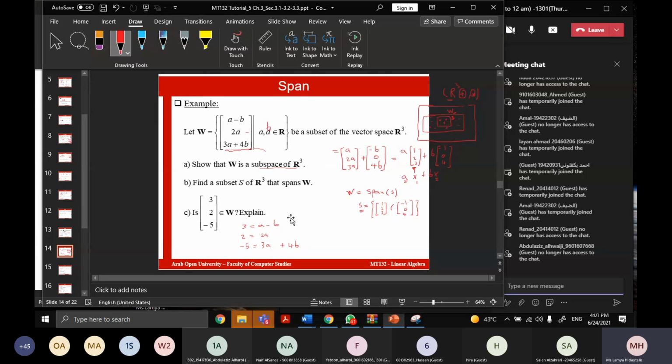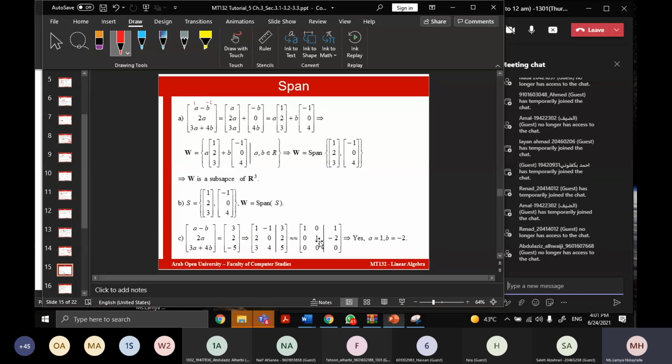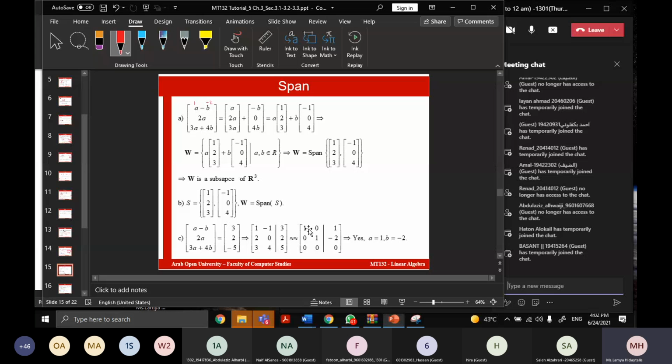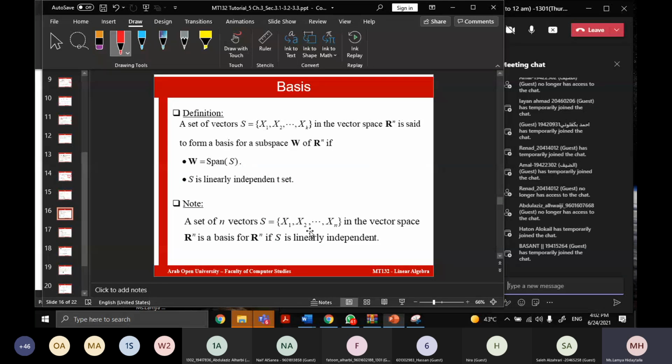But if there was no solution, then that means this vector is not there. But here in our example we got a solution, so there is a value for A and a value for B. That means your vector is in the subspace W. Is it clear? Any question for now?